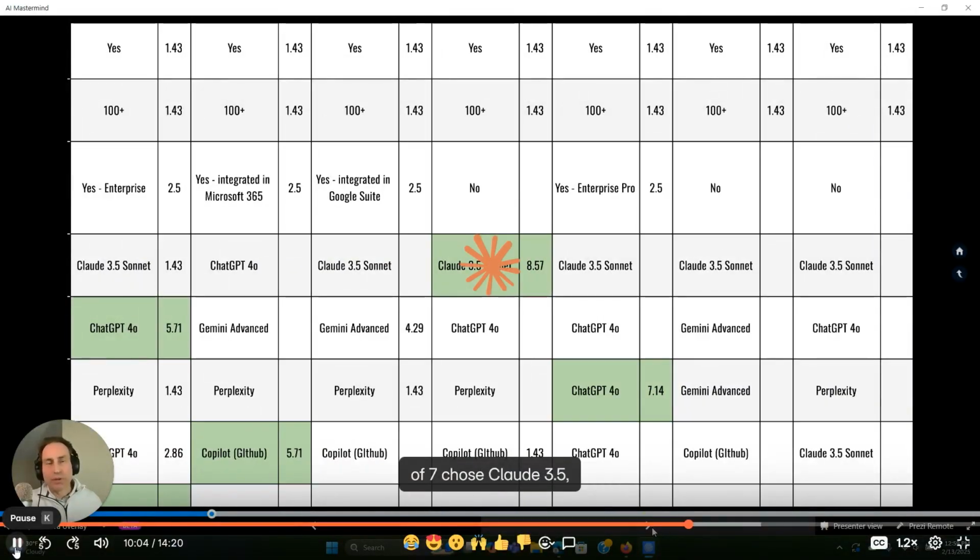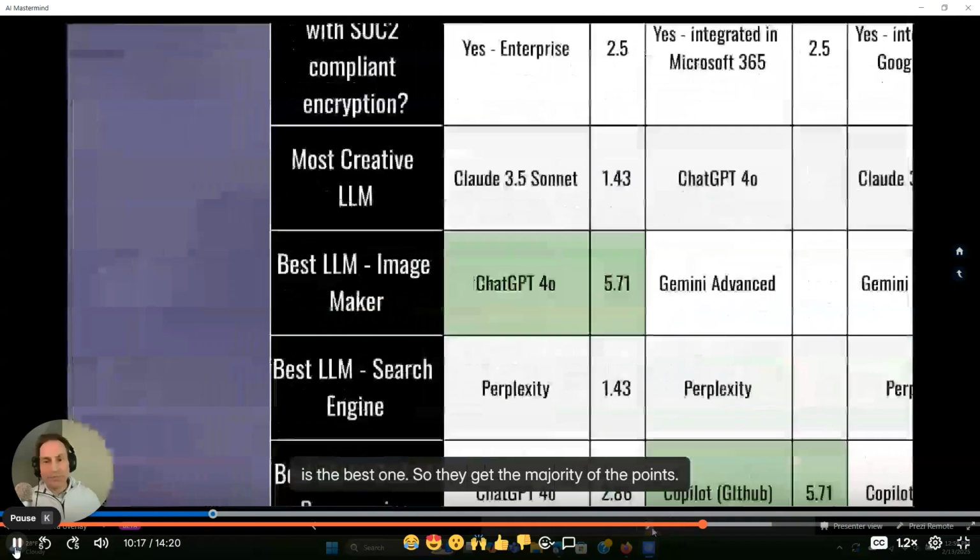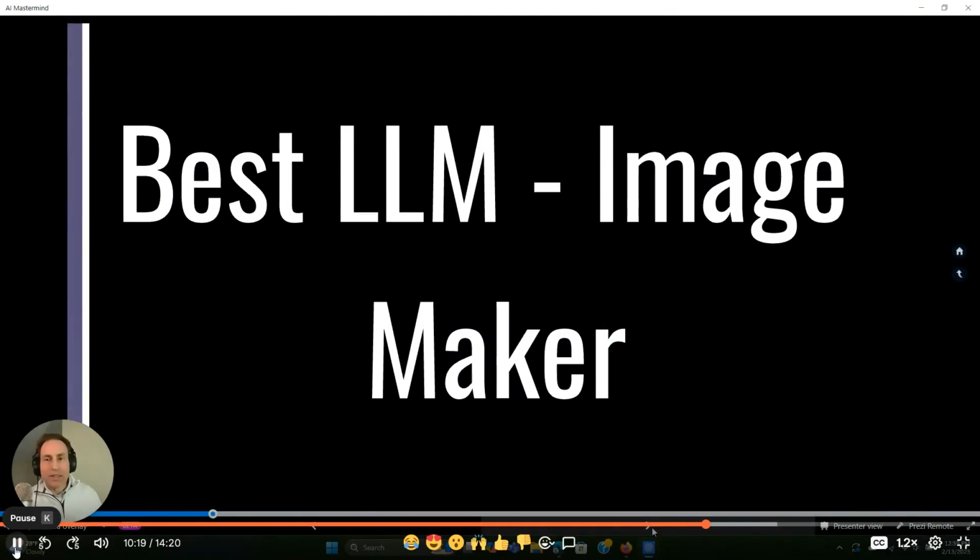6 out of 7 chose Claude 3.5. When it comes to creativity, ideation, social media, that type of stuff, Claude 3.5 is what the large language models have decided is the best one. So they get the majority of the points.